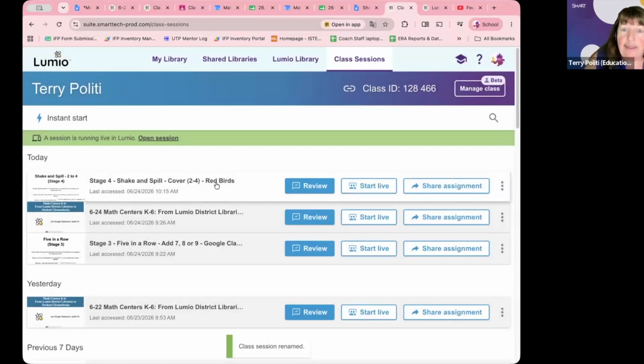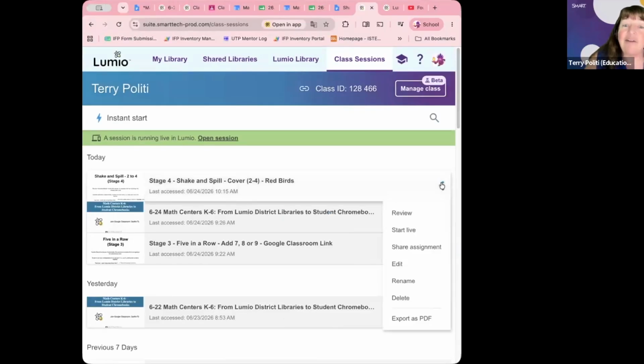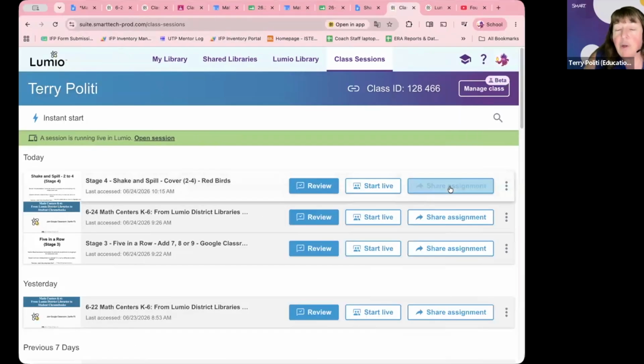Now, if you do not see all these buttons, it's because your window is too small. So I'm going to change the window of my browser right now, and you'll see I don't see any buttons. I just see dots. Everything's in the dots if you don't see it. Pull it a little bigger, you'll see some of the buttons. But the one you're really looking for is the share assignment. This button right here, share assignment, is the async link that you'll need.